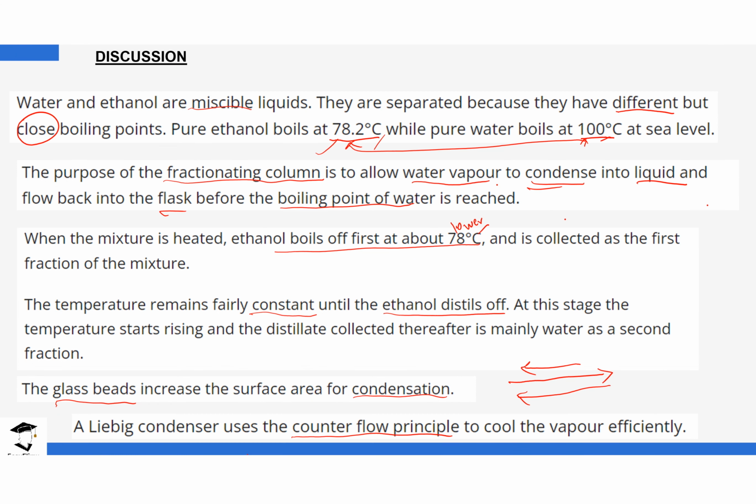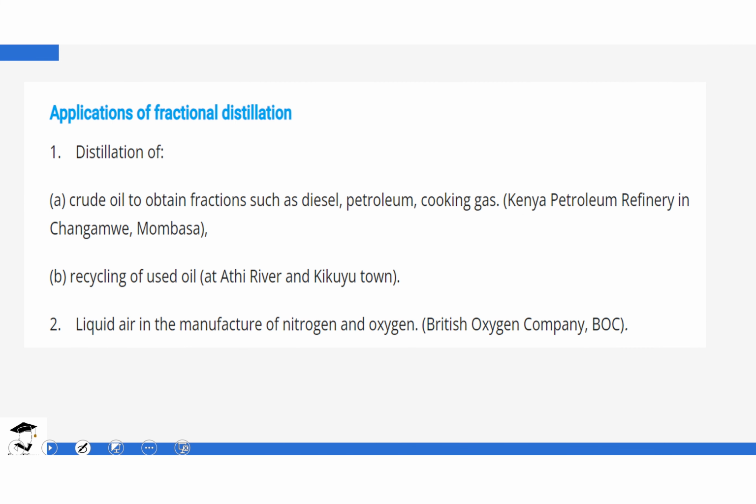So next, we are going to look at some of the applications of fractional distillation. We have two applications. One of the applications we are going to discuss later on in air and combustion, which is the manufacture of oxygen and nitrogen. We call it fractional distillation of liquefied air.